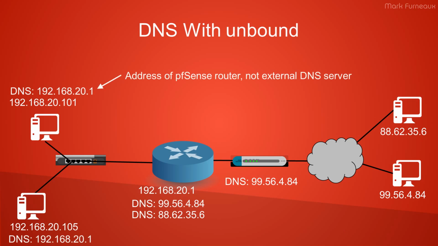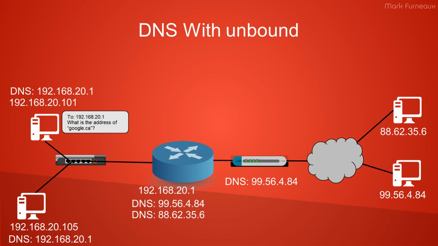And your pfSense box will propagate via DHCP its address as the DNS server for the network. So rather than propagating the internet addresses to the clients, it itself is a DNS server, and it propagates that address to the clients directly.